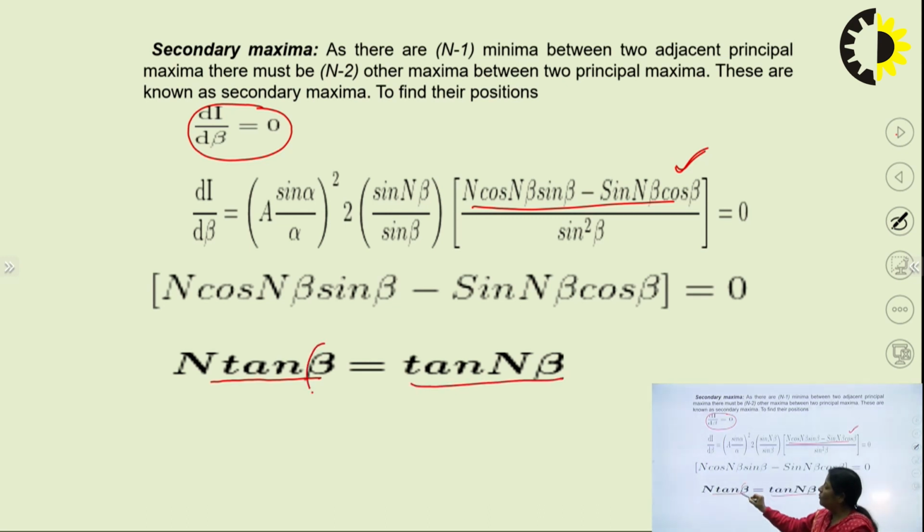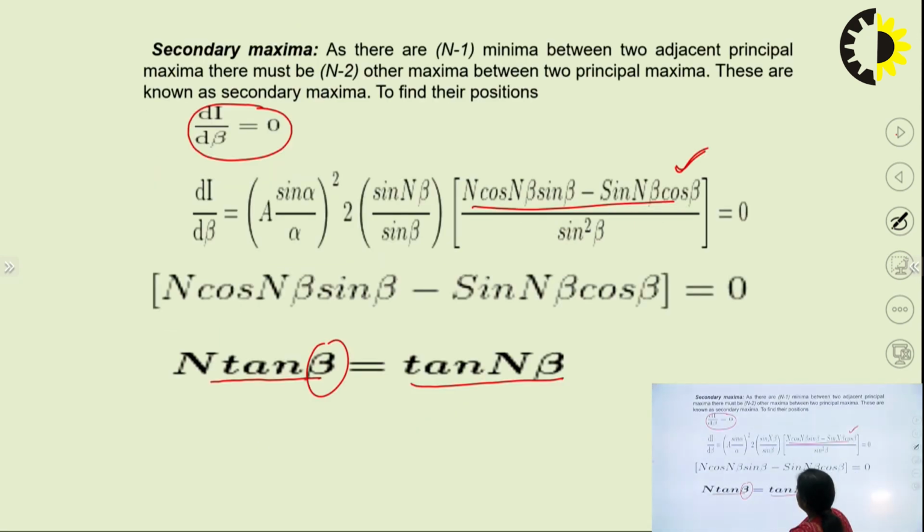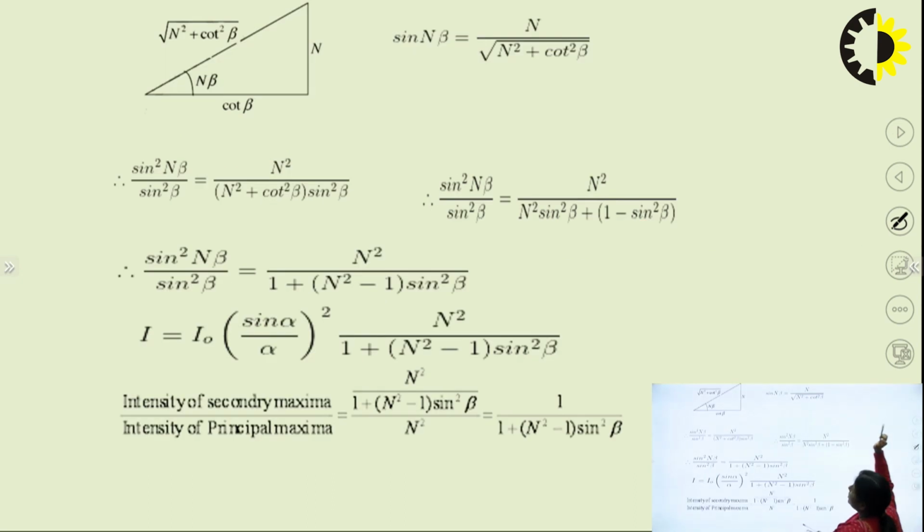So it is this value of beta, coming from this expression, which will give us the position of secondary maxima. But it is complicated. So how do we calculate? We take the help of a right angle triangle, and as we have obtained this condition, with the help of this condition we draw this triangle. Here we have the angle n beta, and the hypotenuse is the square root of n square plus cot square beta, the base is cot beta, and the perpendicular is capital N.